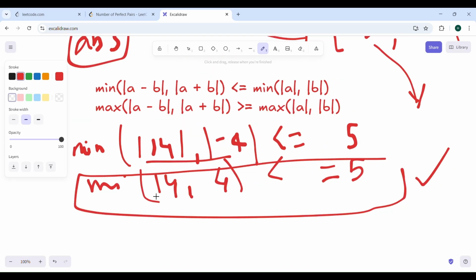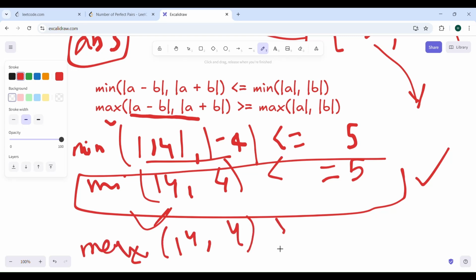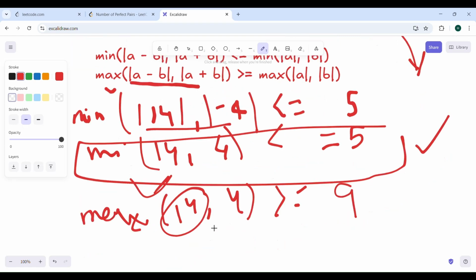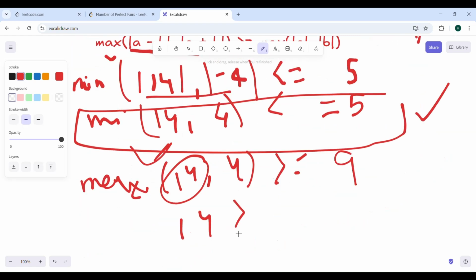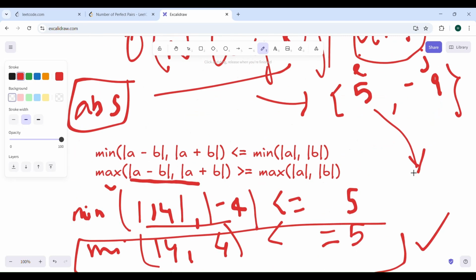Okay, let's look at the second equation. The second equation says the max value, right? Max is 14, so max of 14 comma 4 should be greater than or equal to max of 5 comma 9, that is 9, right? So 14 is definitely greater than 9. So both conditions are holding true, therefore this is a valid pair, right?